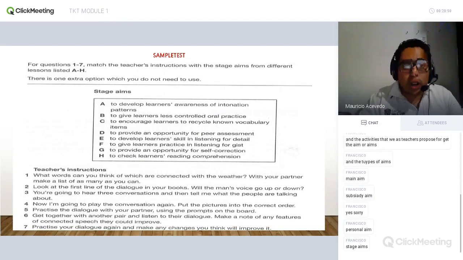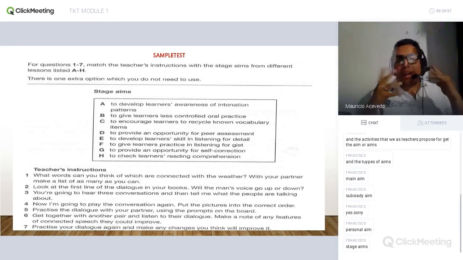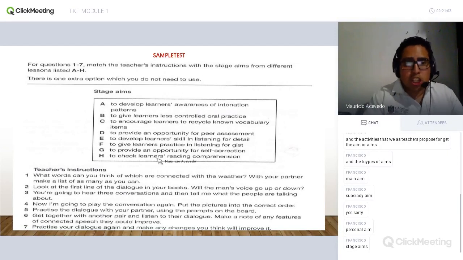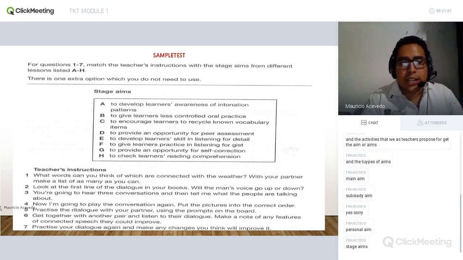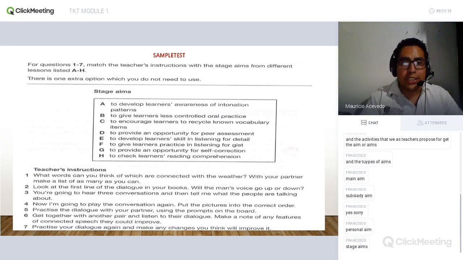As we were talking, in the real test, maybe you will be asked to write about the stage aims, or you will have the combination between these four aims. But don't worry, this time it's just stage aims. So you have the teacher's instructions, which are basically the procedures. As you can see, there are 7 instructions, and you have 8 stage aims. One is not needed.